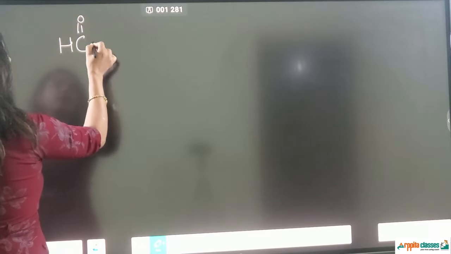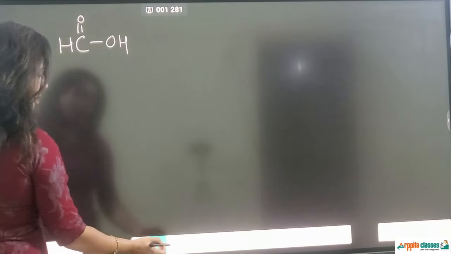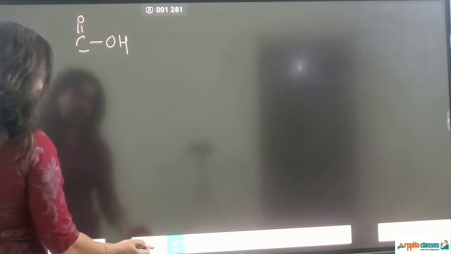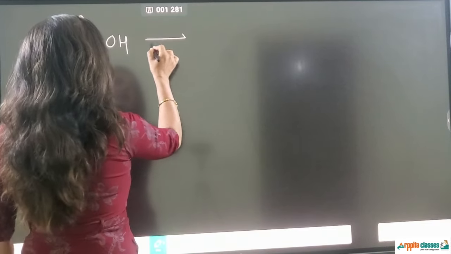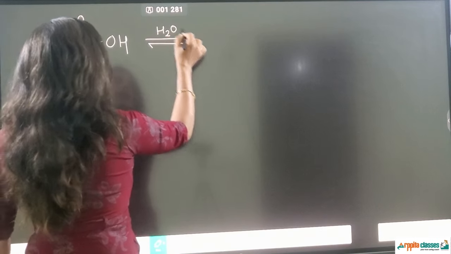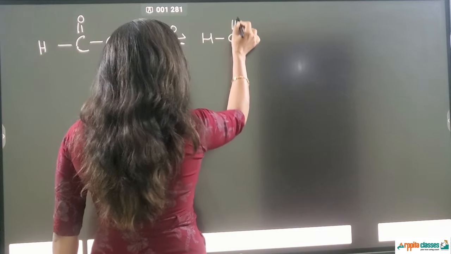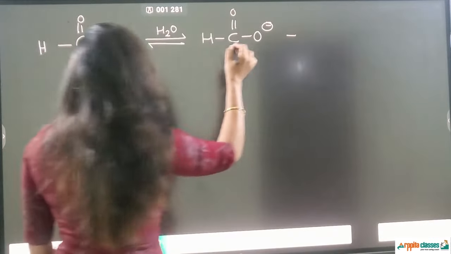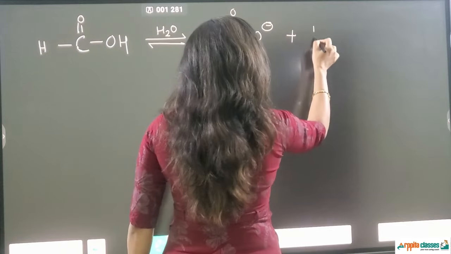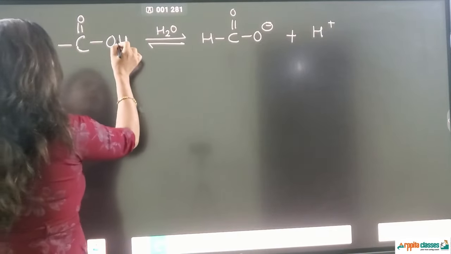Now let's take an example and let me clear your concepts. So suppose I'm taking HCOOH. Everybody knows this is called formic acid or methanoic acid. Now, if this gets dissociated, we get HCOO minus, that is formate ion, and H plus ion. So we are breaking this bond.